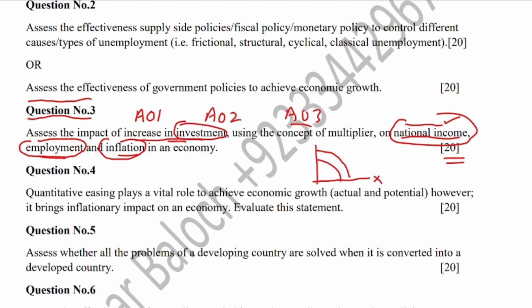So on the x-axis we have X good, and on the y-axis we have Y good. X may be agricultural goods, Y may be industrial goods. The rightward shift in the PPC is caused by increase in investment, and investment will lead to increase in production of X good from X1 to X2, and production of Y good from Y1 to Y2.